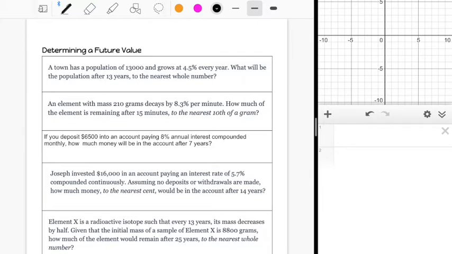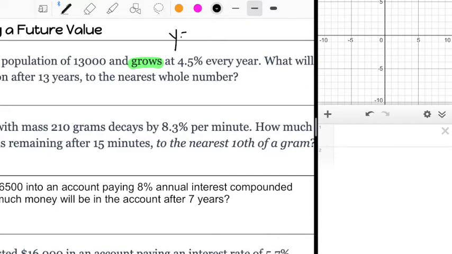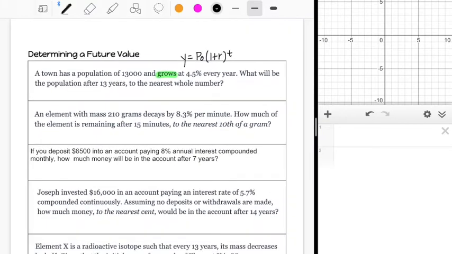There's no key words here other than growth. It doesn't say compounded. It doesn't say continuous. So this is going to be a basic growth problem. Now, you don't have to write A of t. You can just write y equals if you prefer. So our growth problem is going to be the initial value, 1 plus r raised to t. And we're going to calculate how much will be there in 13 years.